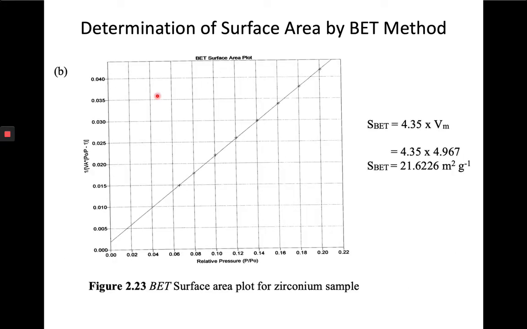Plot the graph, then we get a straight line graph like this. Then determine the intercept and the slope of the graph. And then calculate the VM, which equals 1 over (slope plus the intercept). And finally, the surface area S equals 4.35 times the VM. Okay, in this example, the surface area is 21.6226 meters squared per gram.